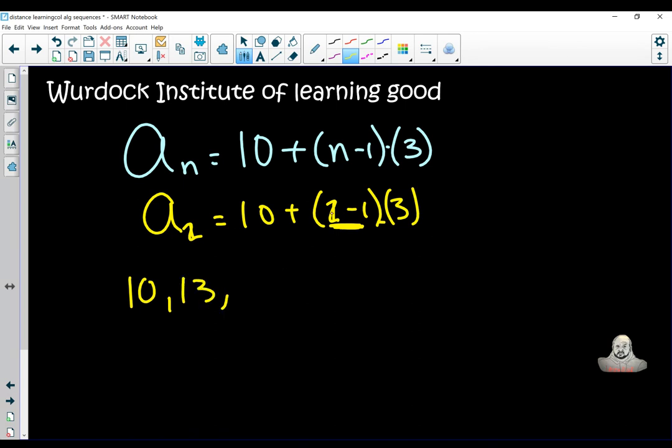If you put a 3 in here, now 3 minus 1 is 2. You're adding to 10 two groups of 3. Two groups of 3 is 6, so you're adding that to 10 and you get 16, and so on and so forth. So the key numbers here are, this is your first term. The first term always goes there, and this is your constant difference.